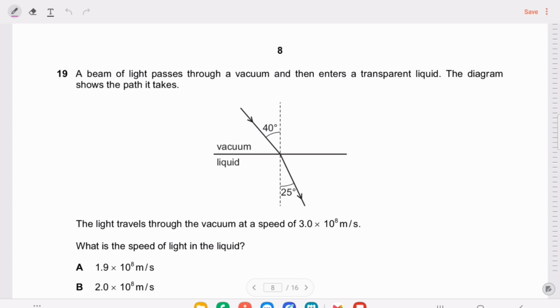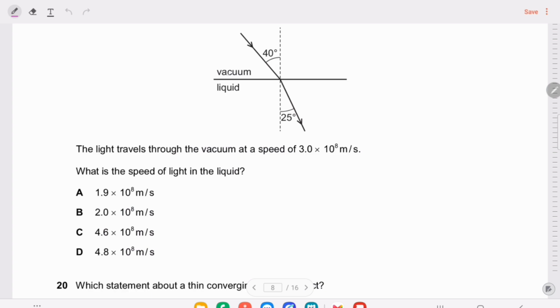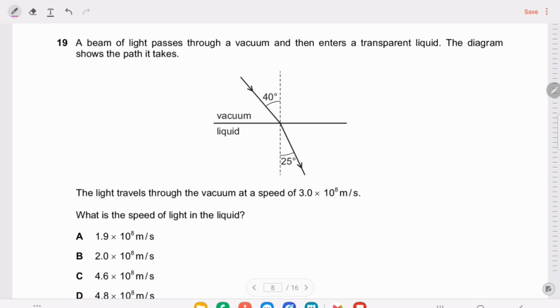A beam of light passes through a vacuum and then enters a transparent liquid. The diagram shows the path it takes. So this is the vacuum, the liquid, the ray of incidence, and this is how it is happening. The light travels through the vacuum at the speed of 3.0 × 10^8 meters per second. So what is the speed of the light in the liquid?